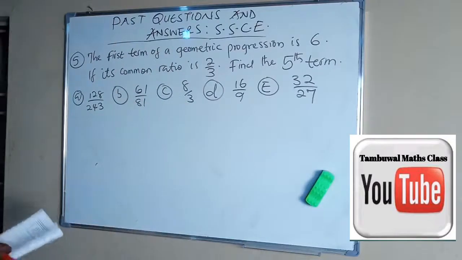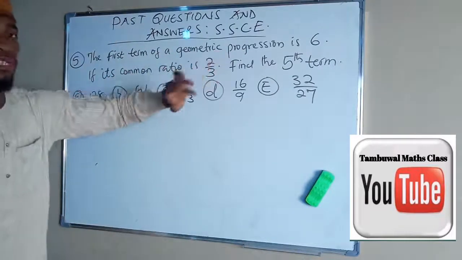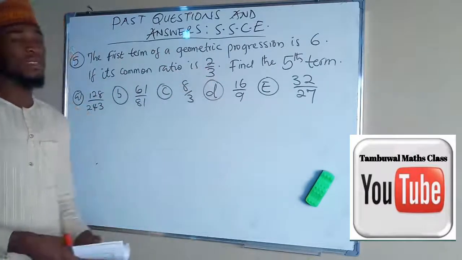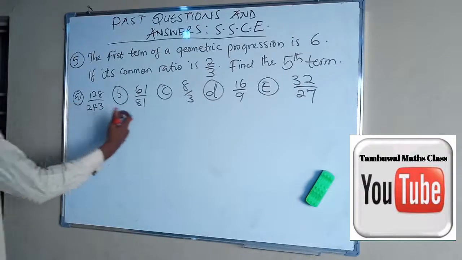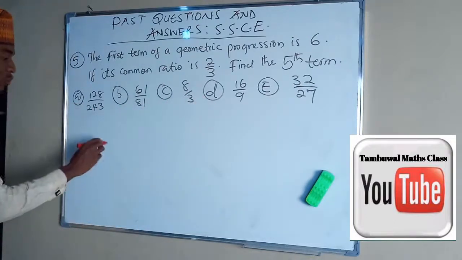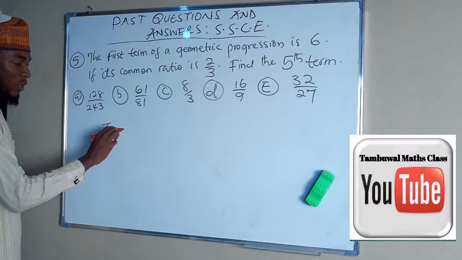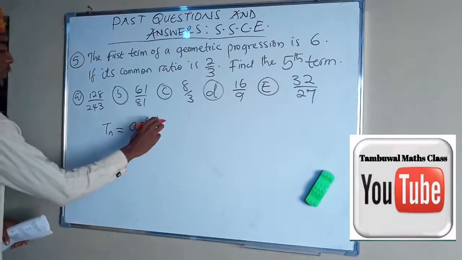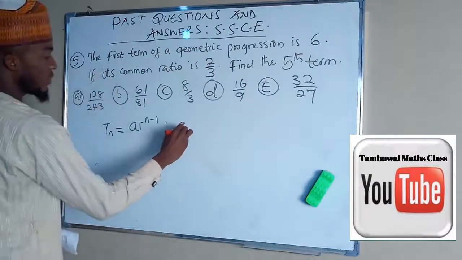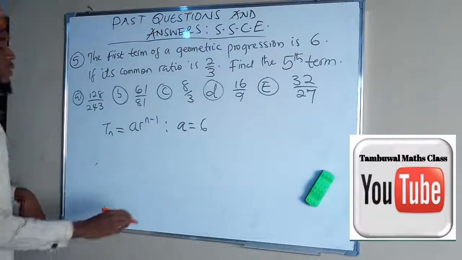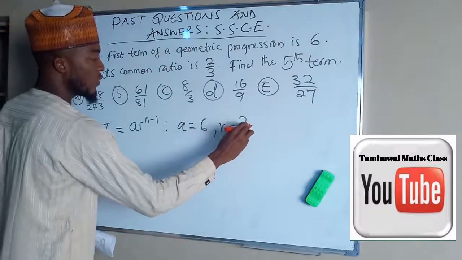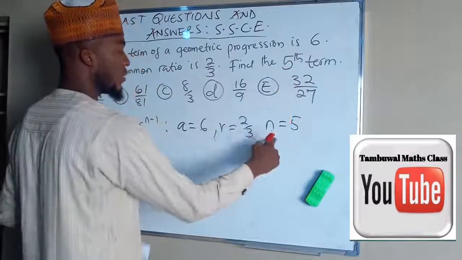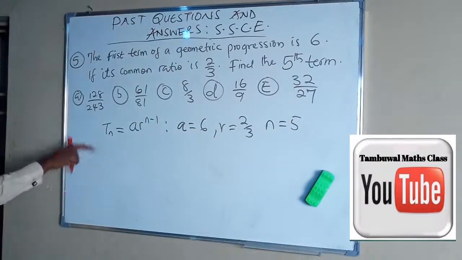Question number 5. The first term of a geometric progression is 6. If its common ratio is 2 over 3, find the fifth term. We are given available options. Every term of a geometric progression Tn is equal to A R^(n-1). In this case, we are given A, the first term, as 6, the common ratio R as 2 over 3, and n equals 5, which is the fifth term. So let us apply this.